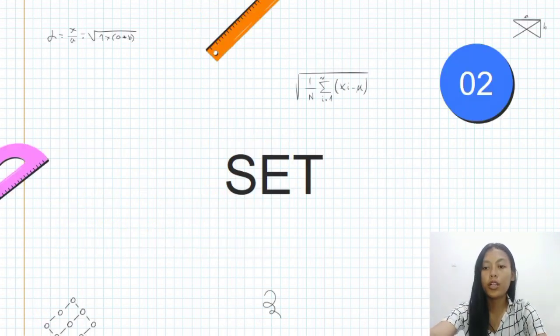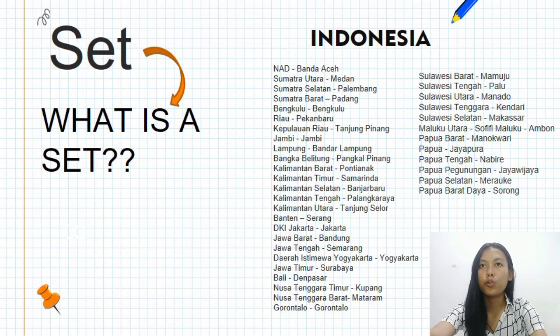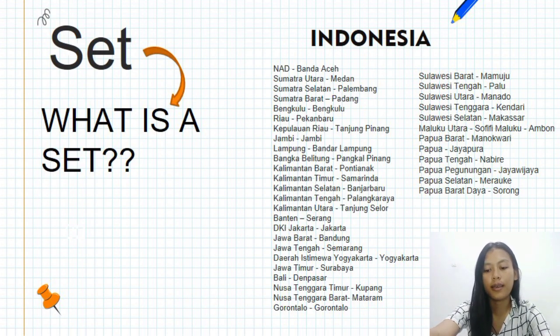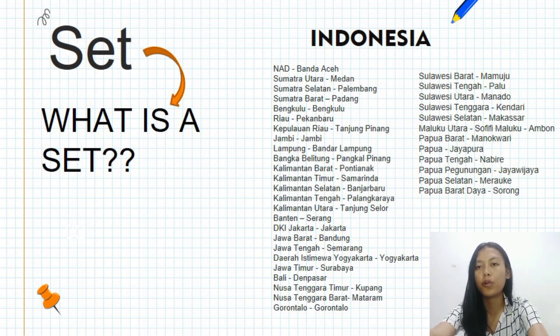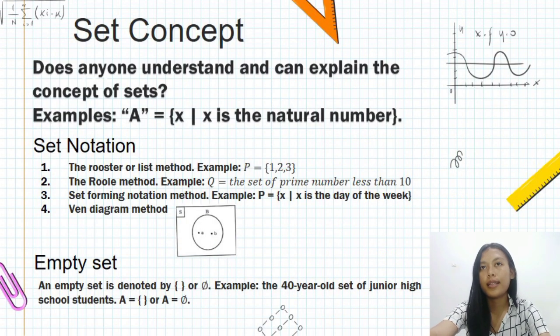Okay, first we discuss set. Do you know what a set is? I have one country called Indonesia, and Indonesia has 38 provinces. So the set is the provinces in Indonesia. Set concept: does anyone understand and can explain the concept of set?